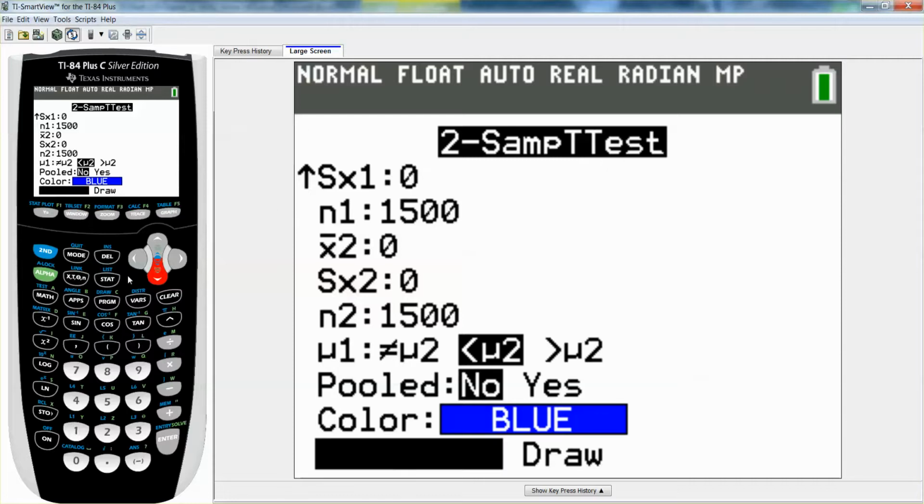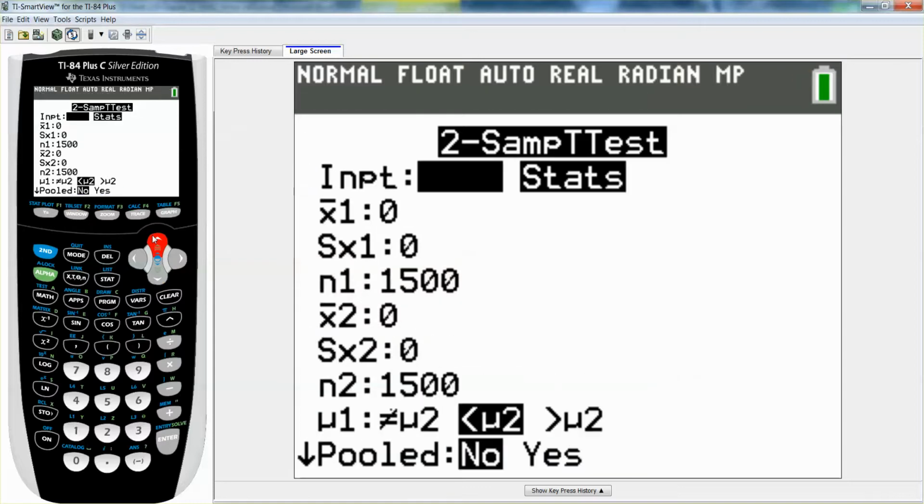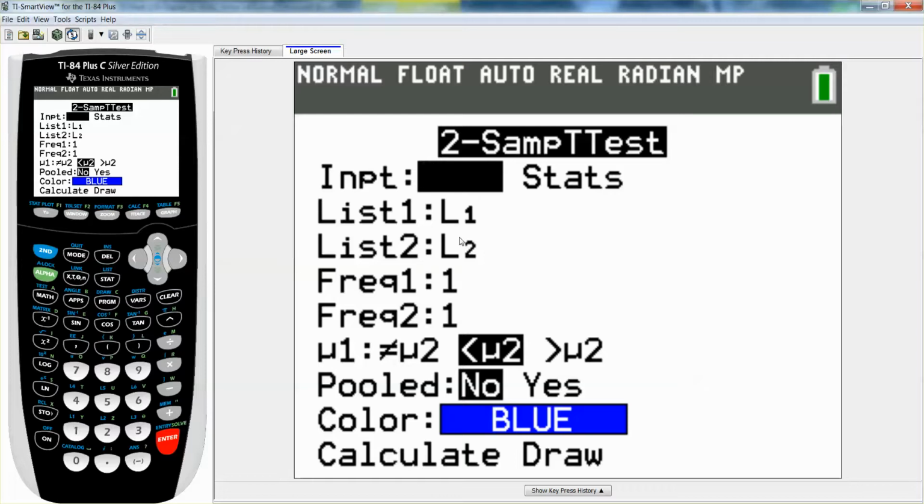Oh, wait, at the very top, if you had data, if you had 2 columns worth of data, you could do a data set where one data set's in L1 and one data set's in L2. We always leave frequencies as 1, always. And then again, you have to choose your alternative hypothesis. So use your arrow keys to move around, don't use your enter key. And then always leave pooled as no. All right, so that's 2-samp t-test.